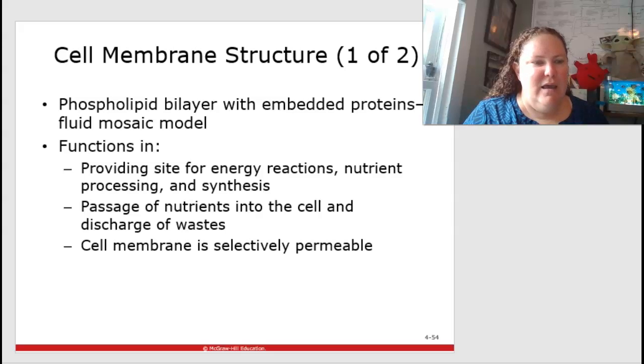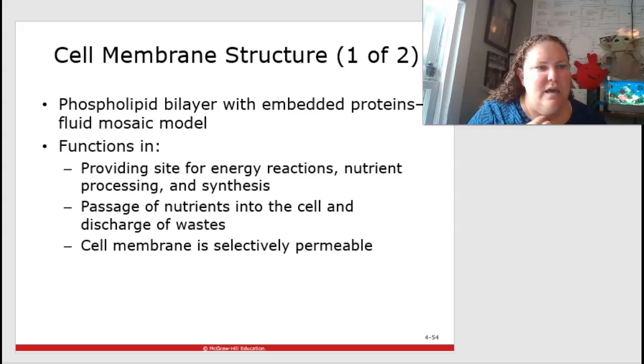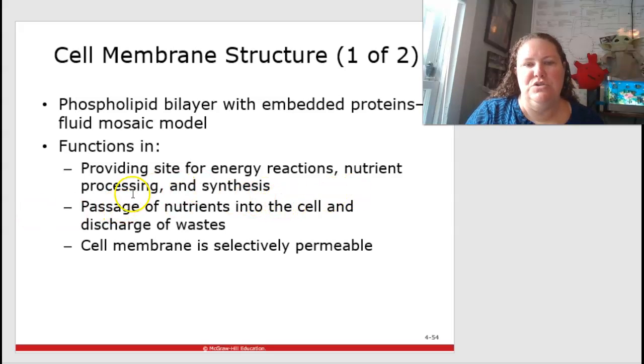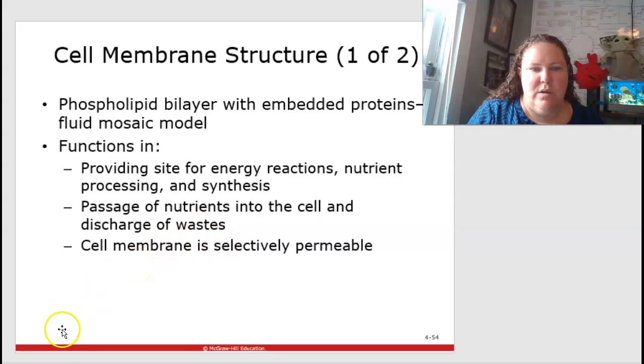So if we have a phospholipid bilayer with embedded proteins, this is the fluid mosaic model. And this is what we talk about with the type of cell membrane that we have, okay? Ours are not rigid. So when I run into the wall, my cells don't fracture, okay? Whereas with a plant cell, if we bend it in half, it does snap and break, okay? And because we have the fluid mosaic model, we have this fluid, not static, membrane, okay? And this functions to provide a site for energy reactions, nutrient processing, and synthesis, as well as the passage of nutrients into the cell and the discharge of waste. And the cell membrane is selectively permeable.